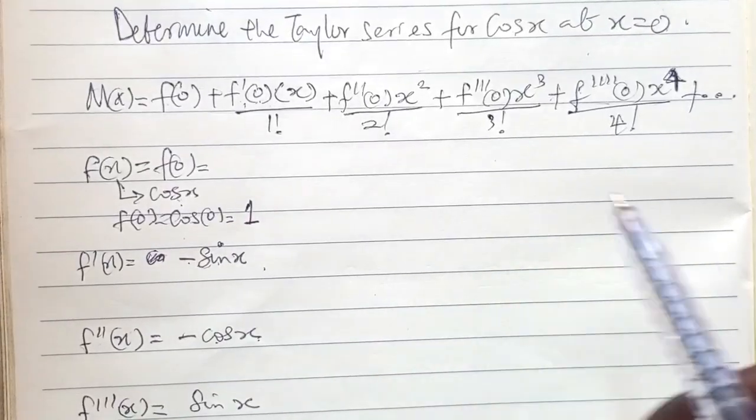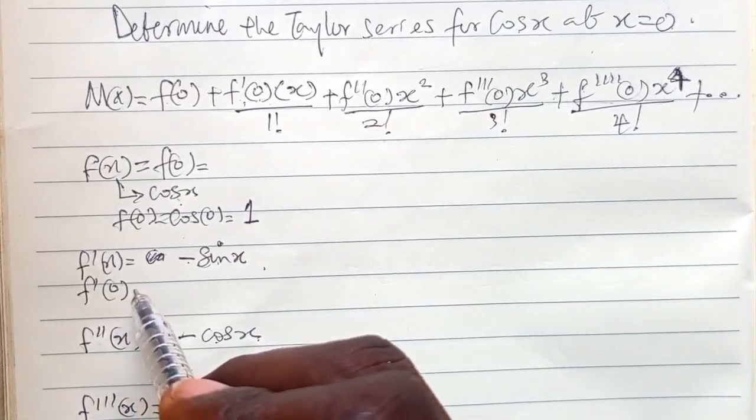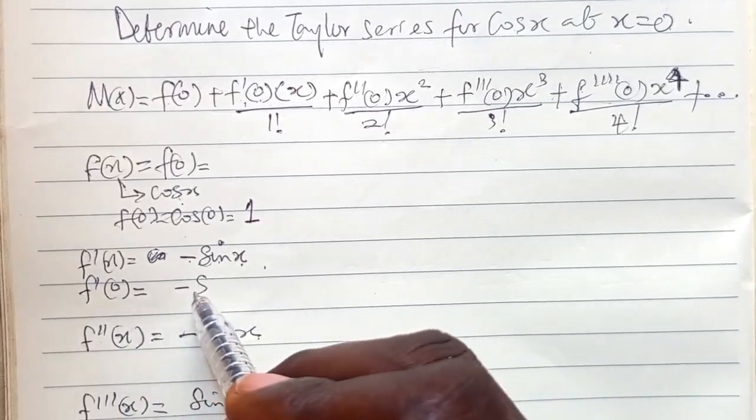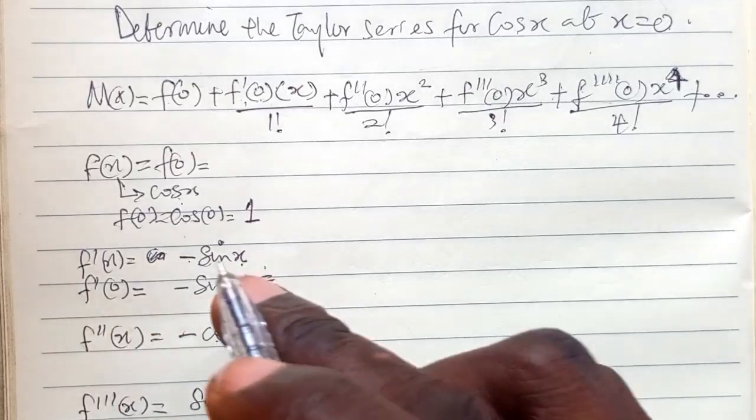So now I need to start getting the values. f prime of 0, that will be here. I'm going to put 0 here. That will be minus sine x, and I'm going to write 0. f prime of 0: sine 0 is 0.